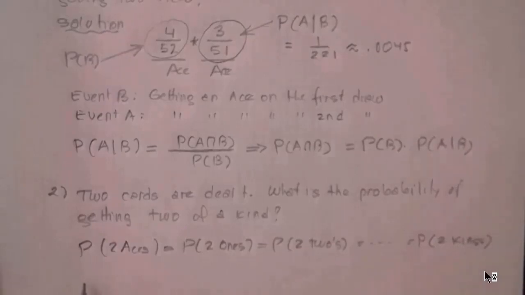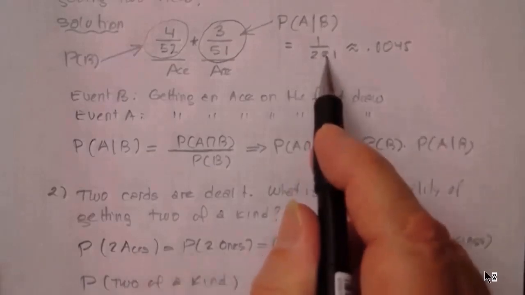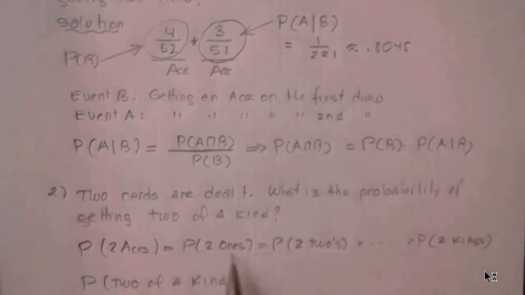All right, so what is the probability of getting two of a kind? Okay. The probability of getting two aces is 1 over 221. And this is also 1 over 221, and this is also 1 over 221. And we have 13 cards in a suit. So the probability of getting two of a kind would be this probability plus this probability, and so on, which is the same thing as taking 1 over 221 and multiplying it by 13, which is 13 over 221.